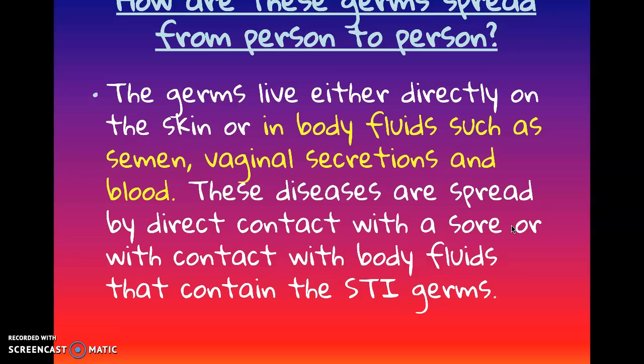All right, so how do these spread? These germs live directly or on the skin, or in the body fluids, I should say, such as semen, vaginal secretions, and blood. They cannot live in saliva, urine, mucus. They can only live in these body fluids. And these diseases are spread by direct contact with a sore or with contact with body fluids that contain these germs.